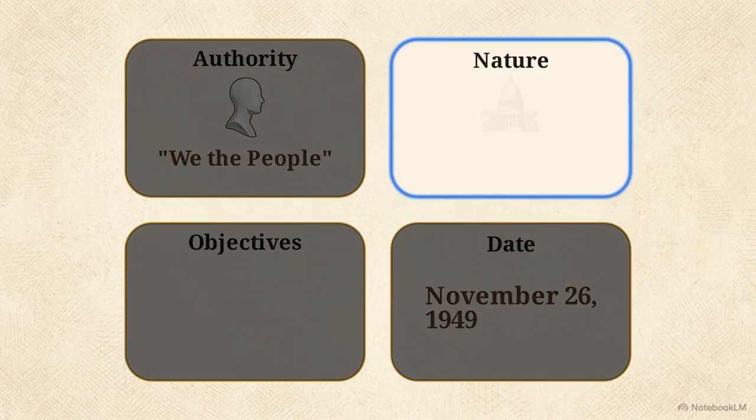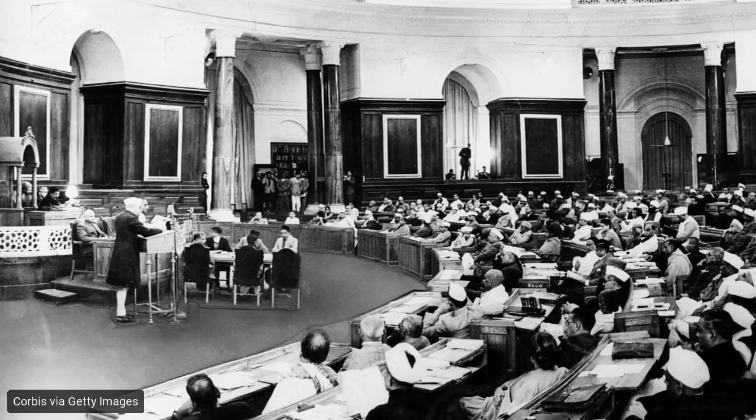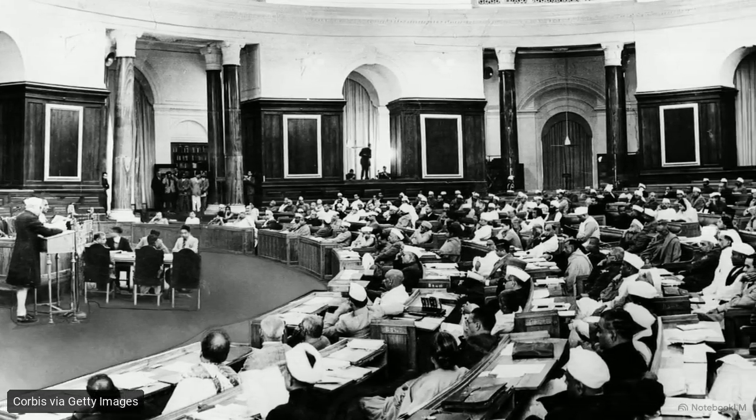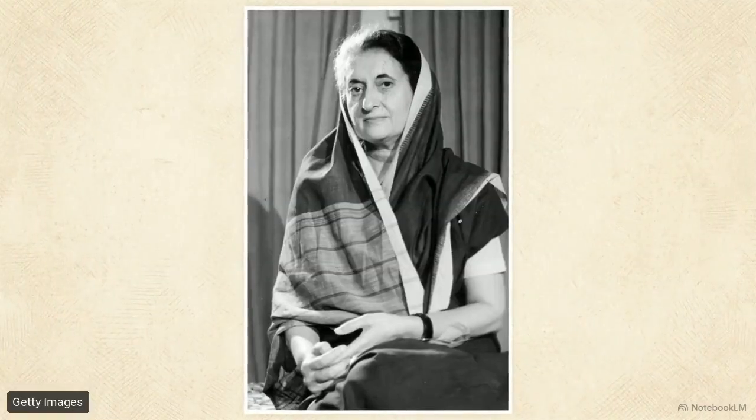The second ingredient defines the nature of the state. This established India as sovereign, or fully independent, and a republic, meaning it would have no hereditary king. It also defined the state as democratic, where power is exercised through representatives elected by the people. This structure remained unchanged until 1976.